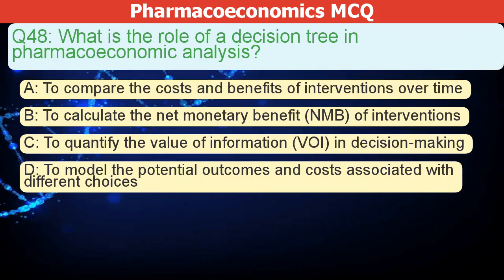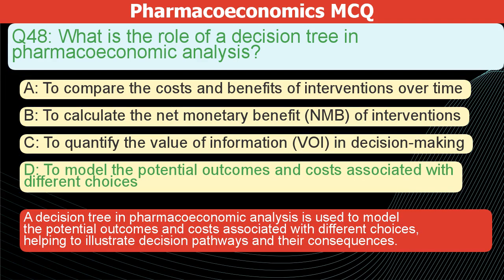What is the role of a decision tree in pharmacoeconomic analysis? A. To compare the costs and benefits of interventions over time. B. To calculate the net monetary benefit of interventions. C. To quantify the value of information in decision-making. D. To model the potential outcomes and costs associated with different choices. The correct answer is D. A decision tree in pharmacoeconomic analysis models potential outcomes and costs of different choices. It helps illustrate decision pathways and their consequences.